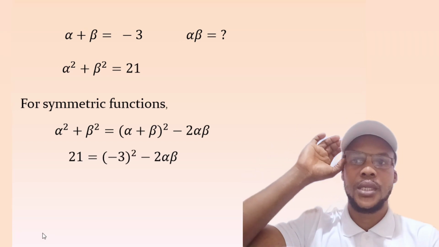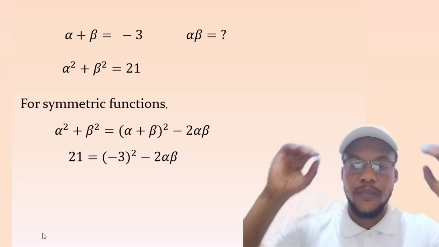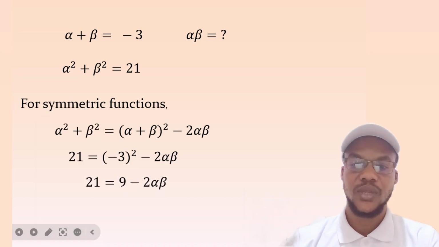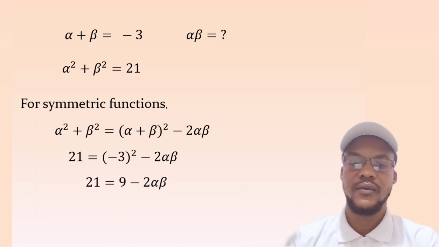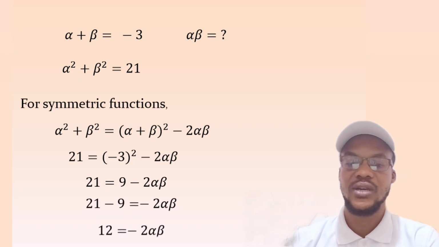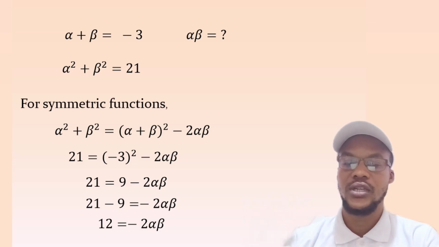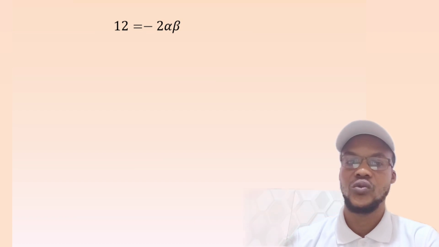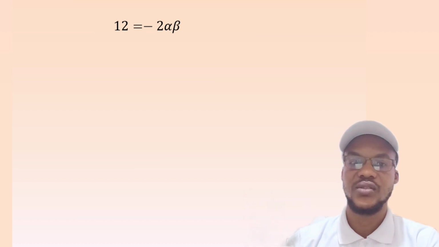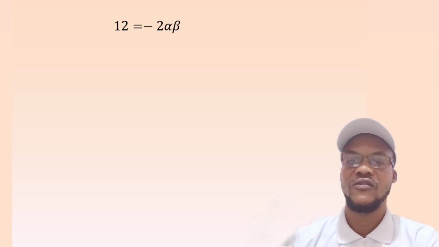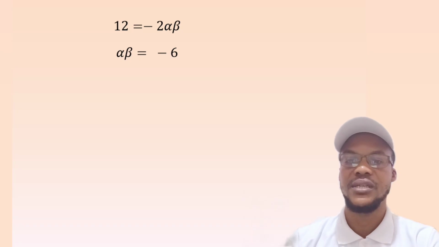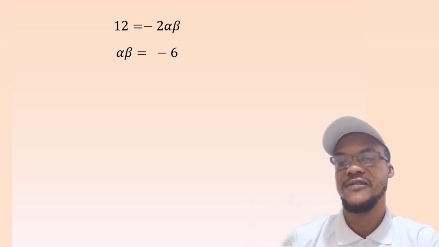Once we have that, we can just simplify and move on. We get 21 equal to 9 minus 2 alpha beta. When we group like terms, we get 12 is equal to negative 2 alpha beta. We just have to divide both sides, and that gives us alpha beta is equal to negative 6.